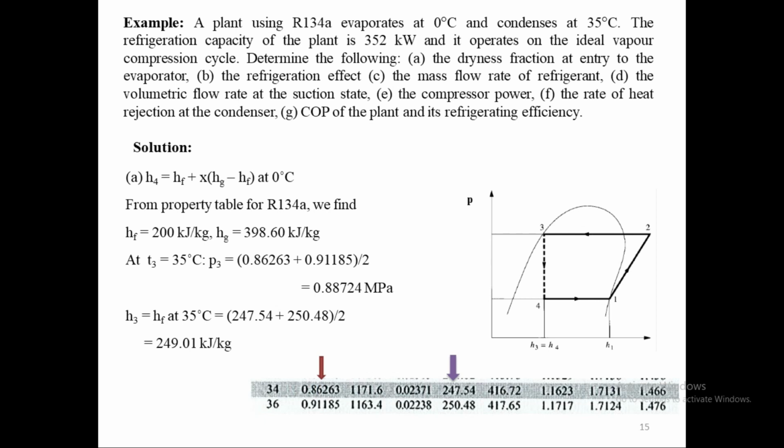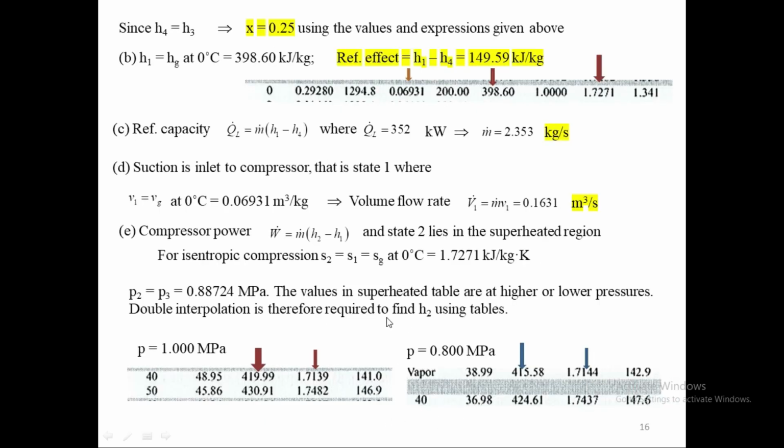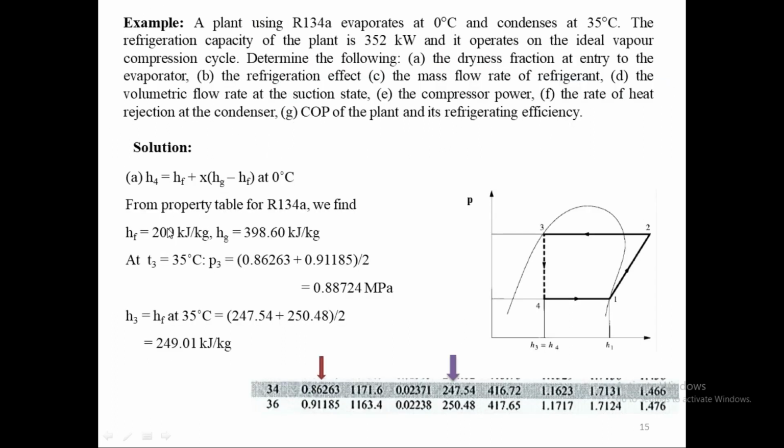This is the table for R134a included in your handout. So you should look for the table for R134a. You have a table and you have a graph also in it, which we call a chart. So look at the table, you will see these two values there. Now H4 is equal to H3. Therefore, in this equation we know everything else. HF is basically H3. So we will replace all those values, and H3 is HF at 35 degrees centigrade. That's what it is.